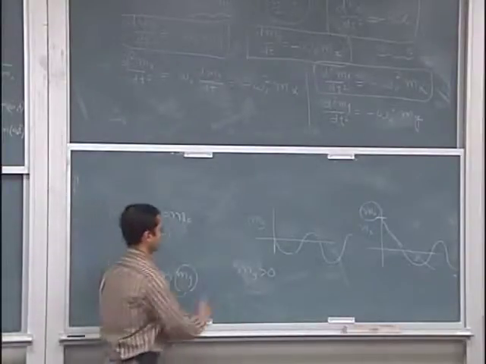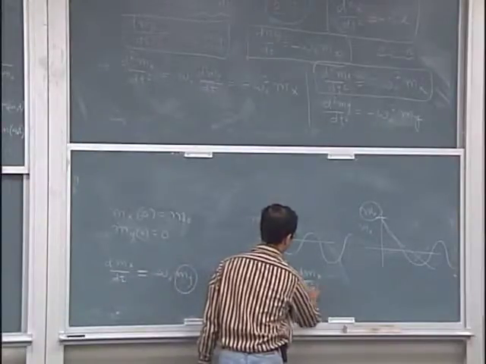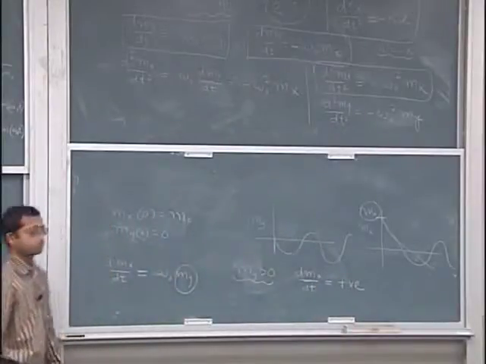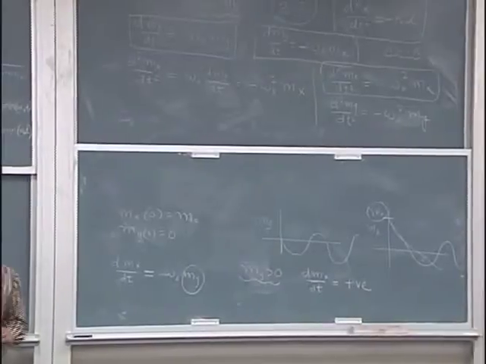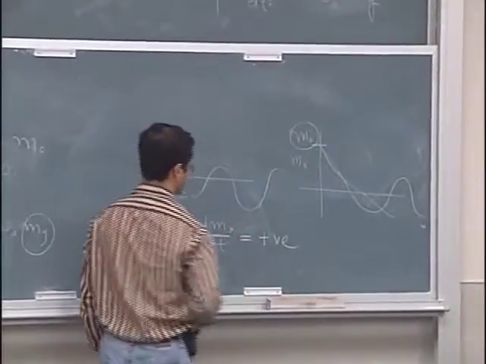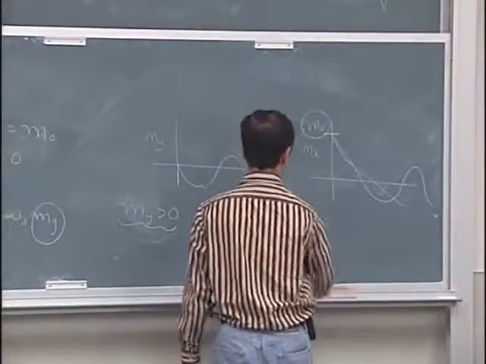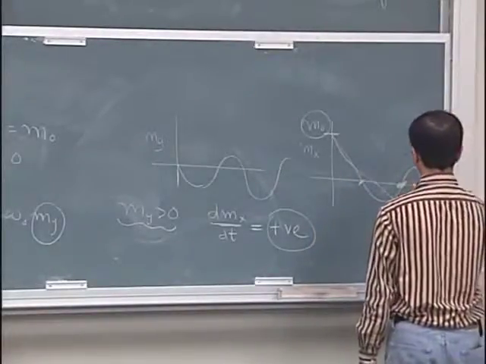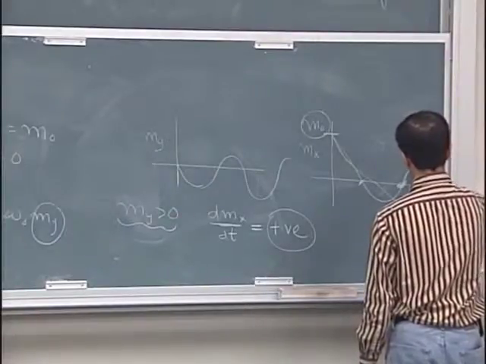what happens in the system? If my is positive, then dmx dt is positive. Correct? Now, if dmx dt is positive, then suppose you are here. You are at this point where mx is 0. And my is positive, that will increase mx to some positive value.